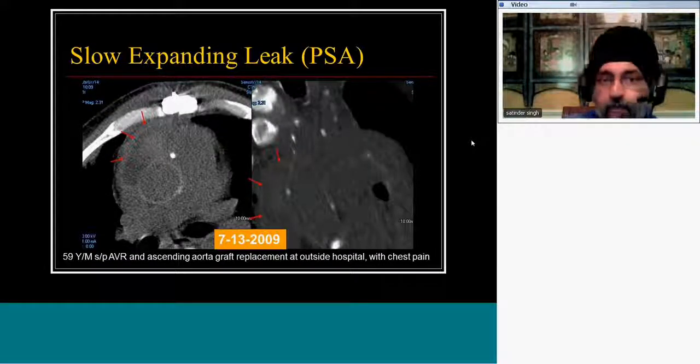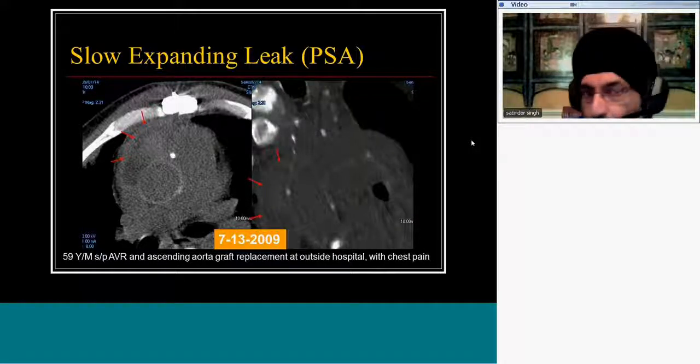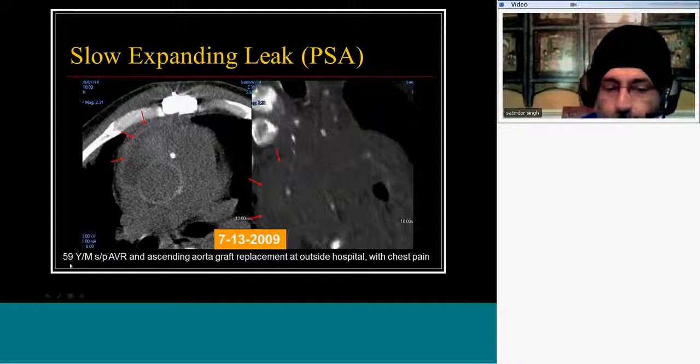Sometimes PSA can be slowly expanding, and this is one area which can be difficult to evaluate. Here is a good example of a 59-year-old who had an aortic valve replaced. It was a composite graft, and this is a graft I showed you before. On a non-contrast CT, the graft can have a very high attenuation and can be easily identified. And as you can see, around the graft, there is a heterogeneous density, probably fresh blood, and this is the sac around it. But there is no mass effect on it. So this can be a normal postoperative finding.